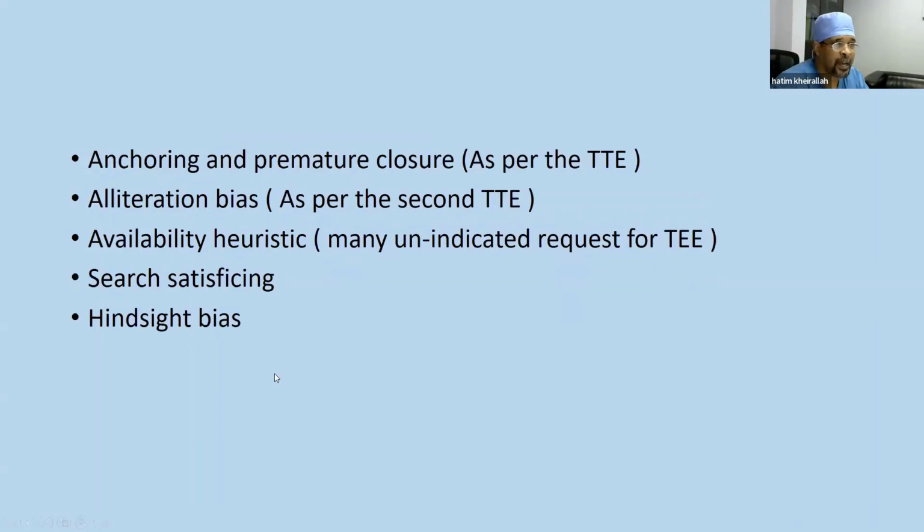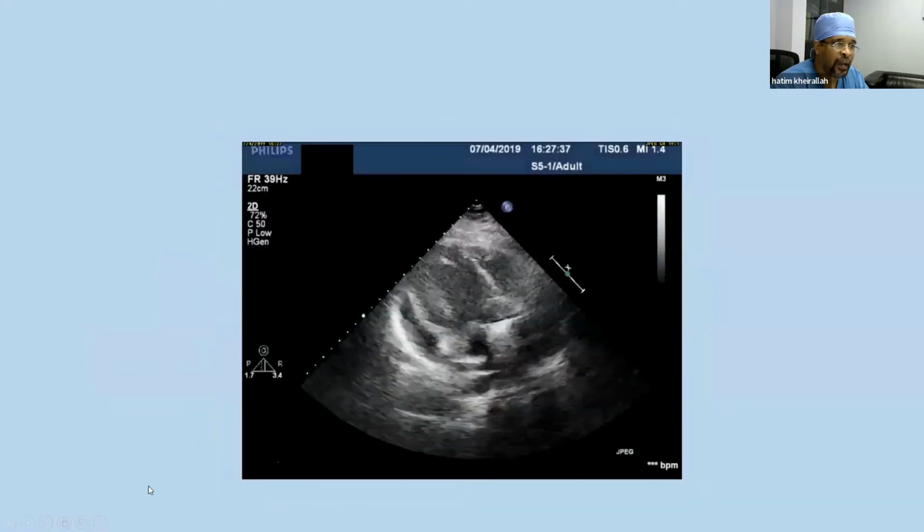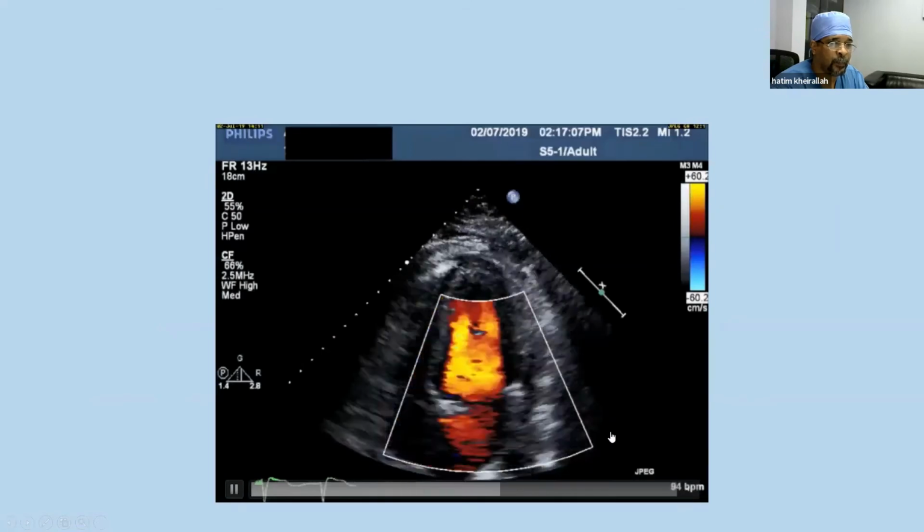The anchor was on this LV dysfunction. We have LV dysfunction, clearly, we have moderate pericardial effusion. So that's what we have.